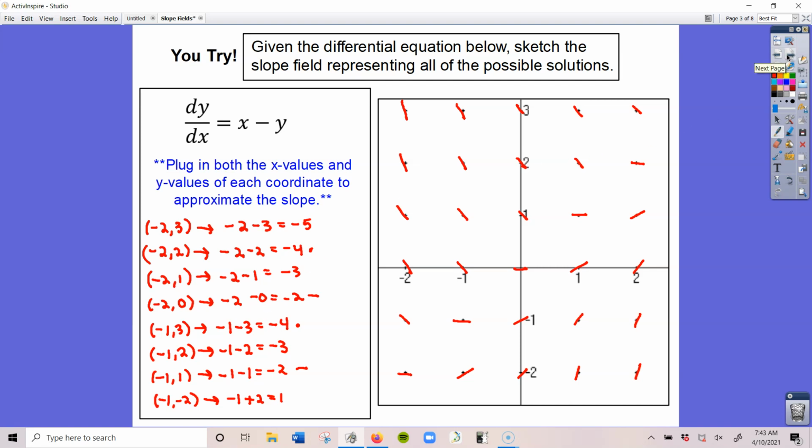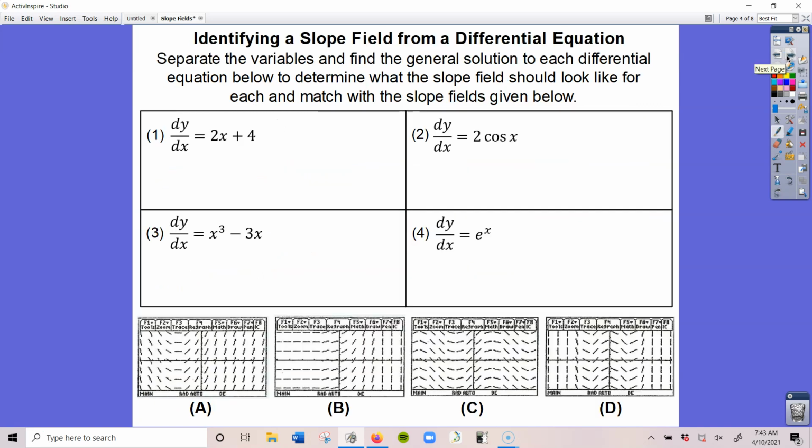Now we'll come back to sketching more slope fields, but let's see what the other expectations are, which is to be able to match a slope field to its differential equation. Remember that the slope field is the solution to the differential equation. So you get your differential equation and solve it. We only need the general solution since we don't have a particular solution here.